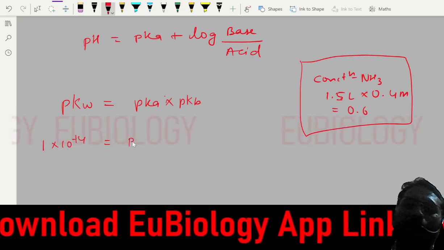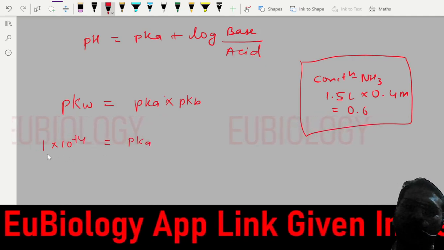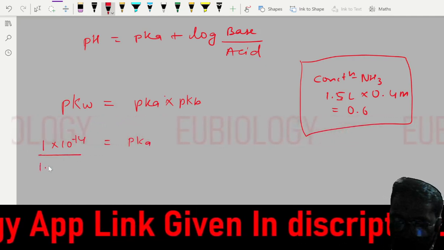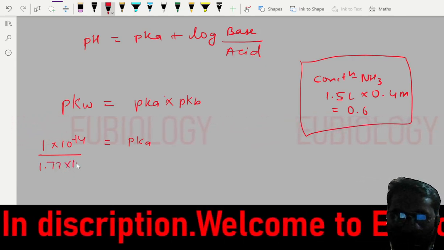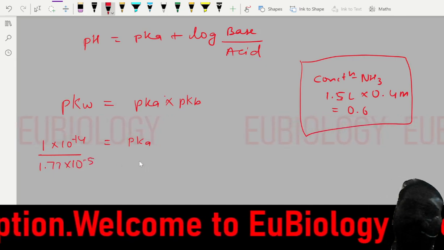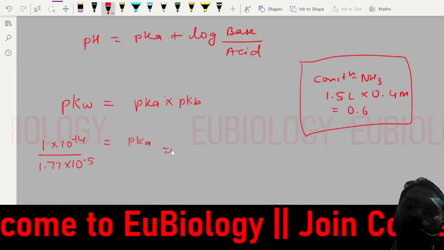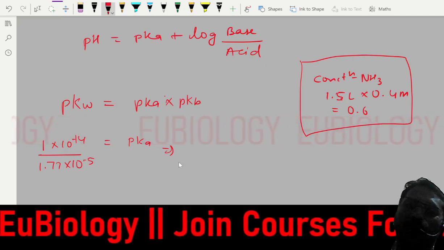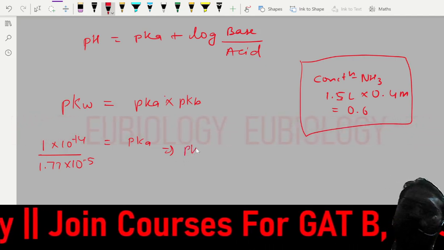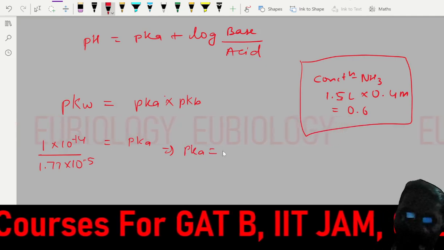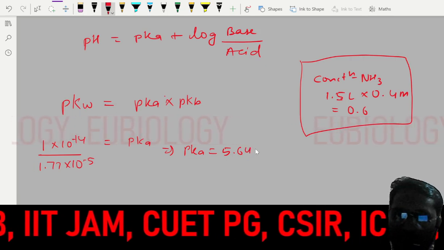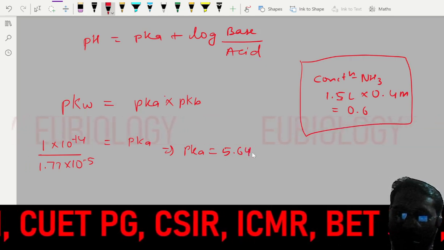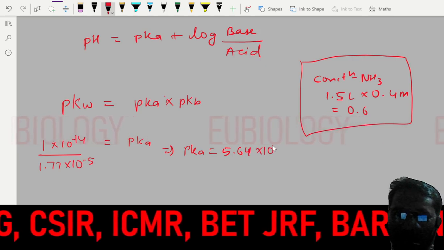And now Ka will be equal to this divided by 1.77 into 10 power minus 5. So finally you will get the Ka equal to 5.64 into 10 power minus 10.